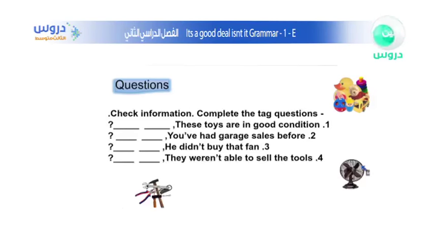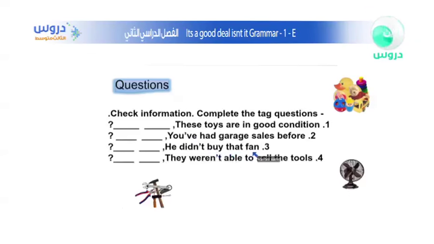Okay. Mirhan, I have a question for you here. Why did you say haven't you? Can we say didn't you, for example? You have had garage sales before. Didn't you? You said haven't you, and I know your answer is correct. But why didn't you say didn't you? Very good, because it was mentioned in the sentence itself. Good job, mashallah, tabarakallah. I agree with you. And this tense here is the present perfect.